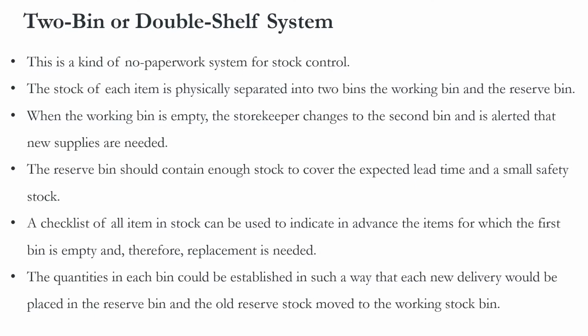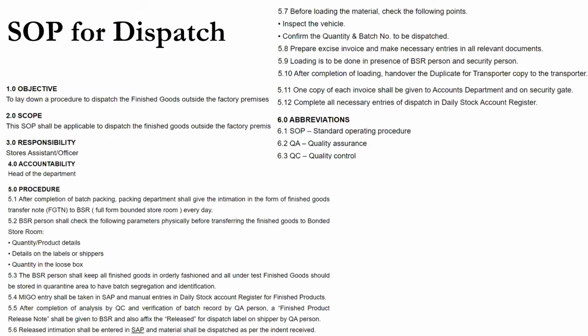The reserve bin should contain enough stock to cover the expected lead time, depending on the time period we need: 1 month, 2 months, 15 days, or some days. A checklist of all items in stock can be used to indicate in advance the items for which the first bin is empty, and this can be replaced whenever required. Quantity in each bin could be established in such a way that each new delivery would be placed in the reserve bin and the old reserve stock moved to the working stock bin.